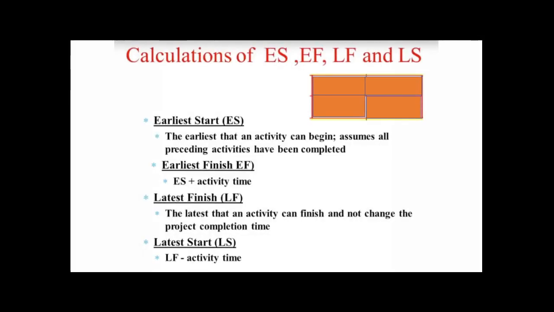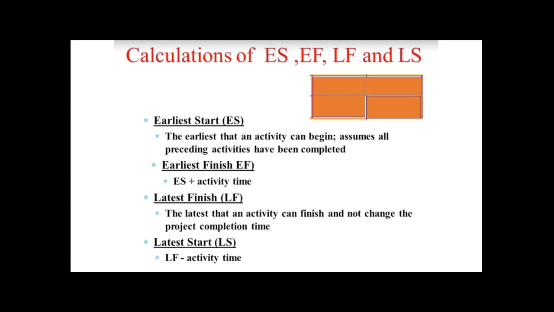Now for the calculation of your ES, EF, LF and LS, again we are using the notation ES for the earliest start, the earliest that an activity can begin, assuming all preceding activities have been completed. And we have also the EF. To get the EF, you must know the ES and you add the activity time. And for the LF, or the latest finish, the latest that an activity can finish and not change the project completion time, that is LF. And the latest start is LF, the latest finish, minus the activity time.